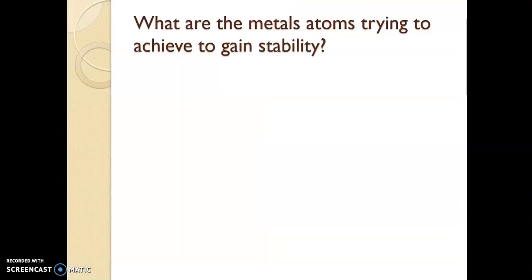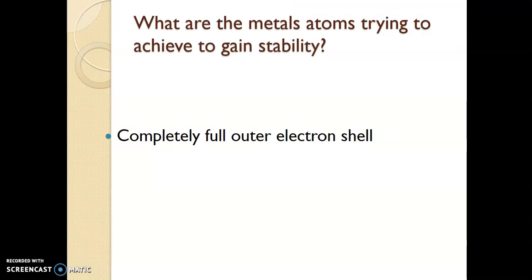Okay, so how this works is metal atoms are trying to achieve or gain stability. The way that they can do that is by having a full outer shell. Now when we looked at ionic bonding, we looked at the fact that most metals do not have full outer shells. They generally have 1, 2 or 3 electrons in their outer shells. So to achieve a full outer shell, what they do is they lose those electrons, and that leaves them with a full outer shell.